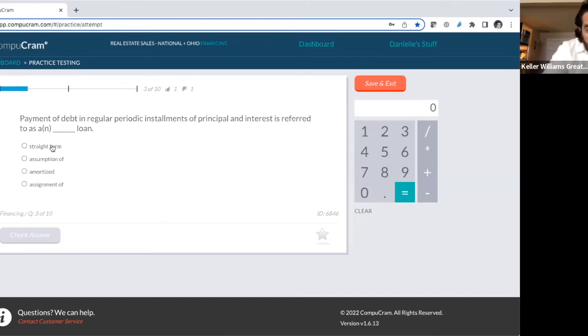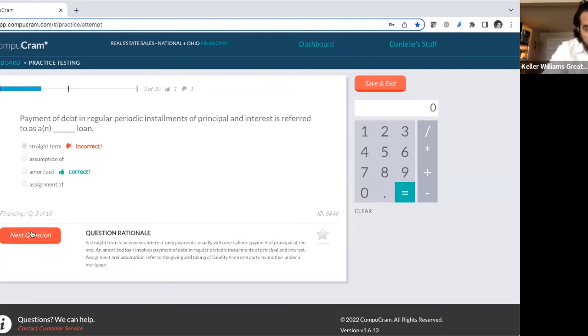All right, all A's in the chat. And that's going to be an amortized loan. So when you are paying in regular installments of interest and principal together, that is a fully amortized loan, or some level of amortization is taking place there. So a straight term loan involves interest only payments. Straight term or term loans are where you pay only the interest on the loan, and then the entire principal is due at the end of that term.